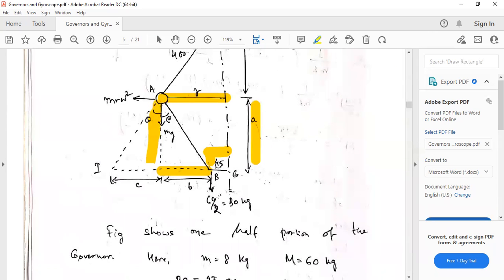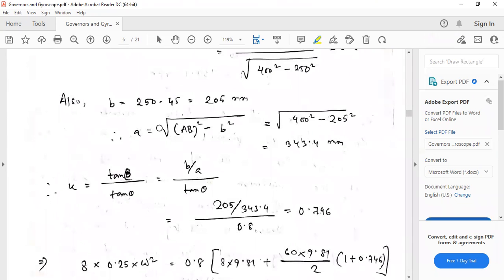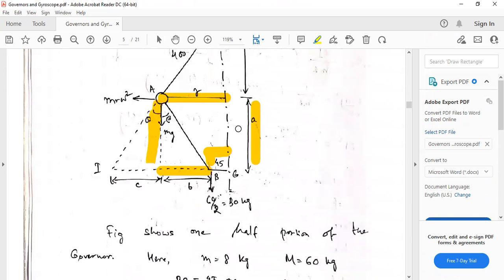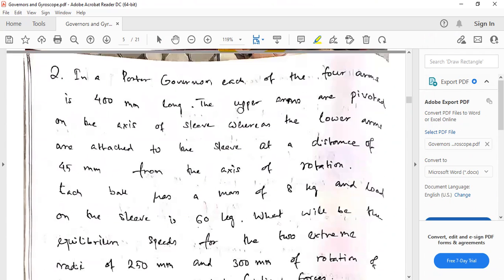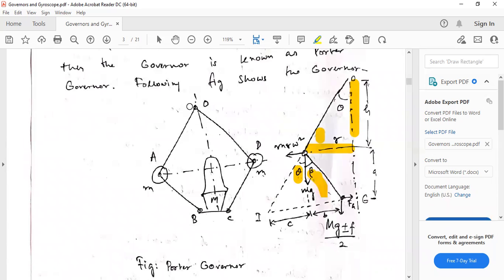Just a moment, we need some additional information in this case. Here you see a is equal to root over AB square plus. So here you can see AB. Where is AB? This distance. This distance is again 400. By the way, we have 4 arms. This information is given: 4 arms. What are the 4 arms? Let's go back to the diagram. 1, 2, 3, 4.